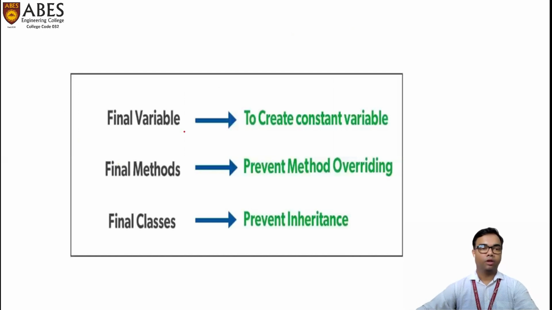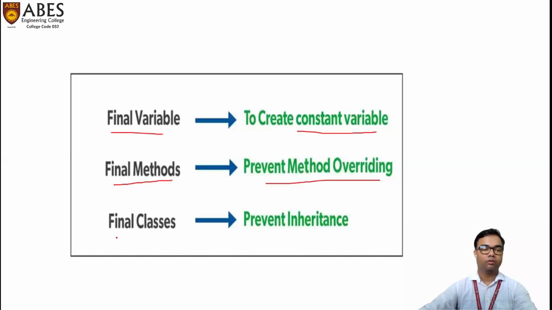When you declare any variable as final, it is called a final variable. It will be treated like a constant variable. It means that you cannot change the value of that particular variable. Suppose you have declared any method as final, what will happen? It will prevent method overriding. It means when you have a particular final method, you cannot override it.